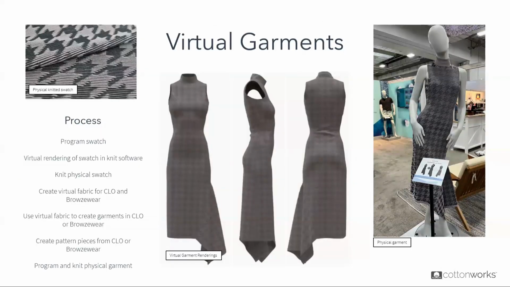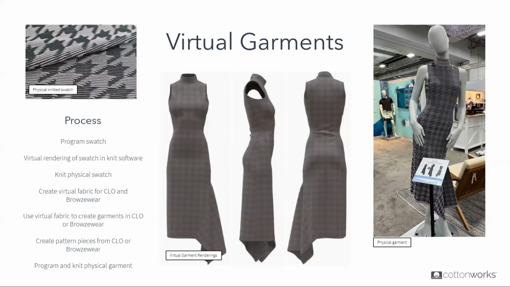At Cotton Incorporated, we also use Clo and Browzwear to create our virtual garments. The process that we go through to do this is that I will program a swatch, which we can then approve from a virtual rendering. I then knit a physical swatch, which goes off to be digitized. Once we have these Clo and Browzwear files, our 3D designer can create our virtual garments.